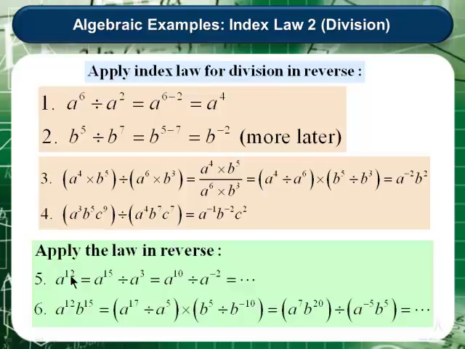Applying the law in a reverse direction means that there are many ways in which I can rewrite a to the power 12. I can rewrite it as a to the power 15 divided by a to the power 3, because 15 minus 3 is 12, or I can rewrite it as a to the power 10 divided by a to the power minus 2, because 10 minus 2 gives me 12 again.